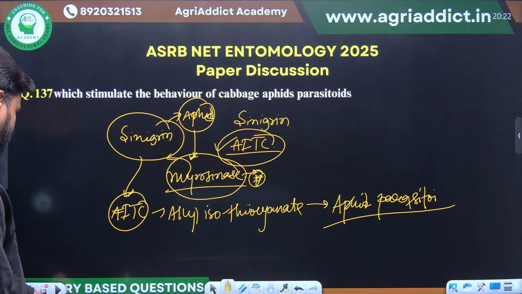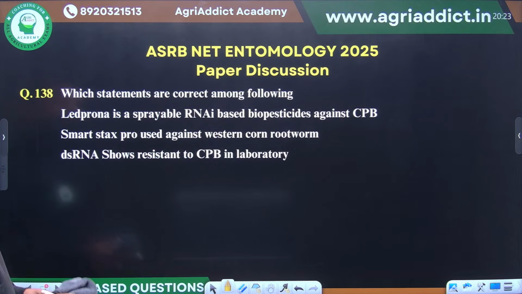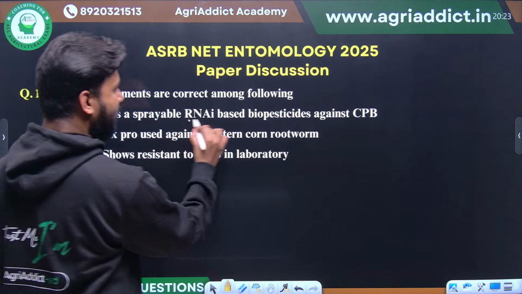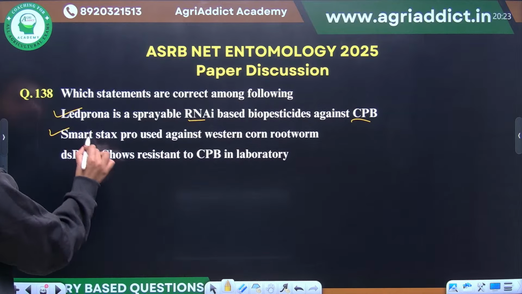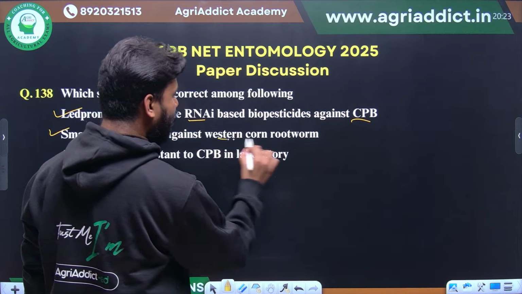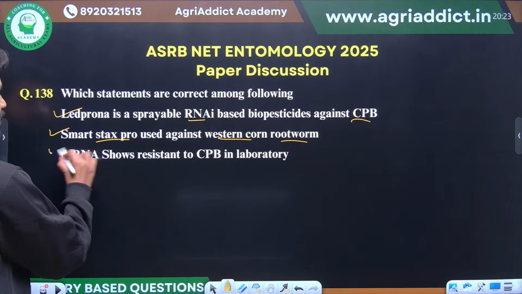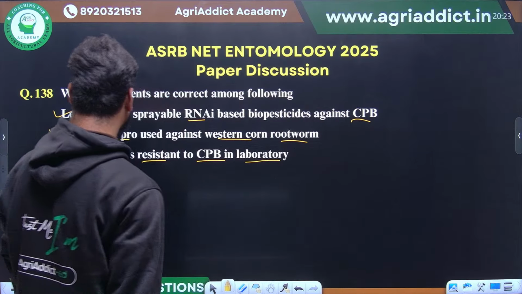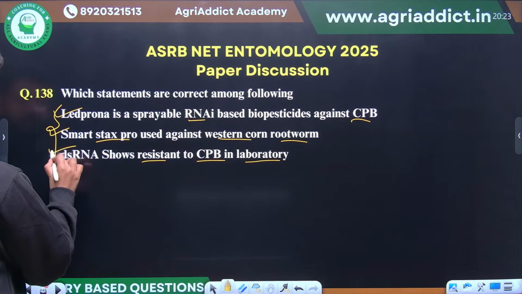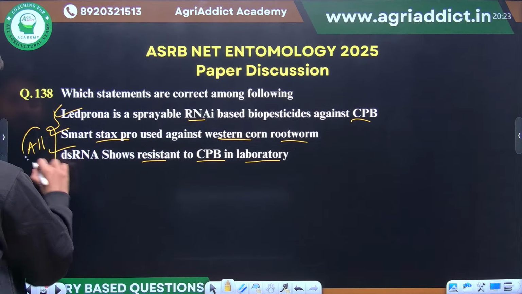Next question is, which statements are correct among the following? Ledprona is a sprayable RNA-based biopesticide against Colorado potato beetle. Another one is SmartStax PRO used against western corn rootworm. Another one is dsRNA shows resistance to Colorado potato beetle in laboratory condition. So these three are all correct.